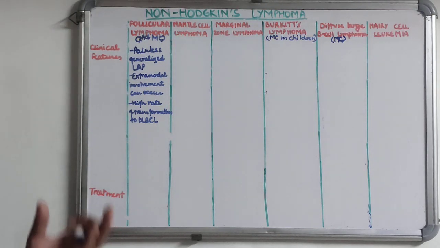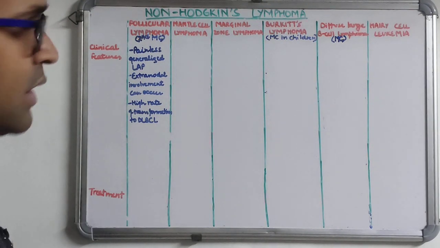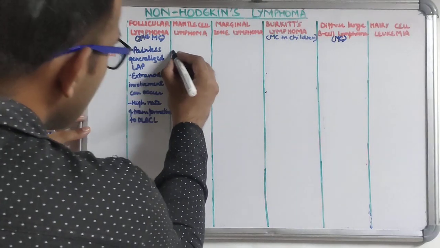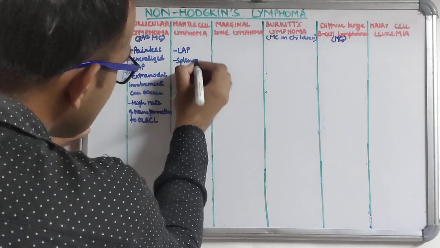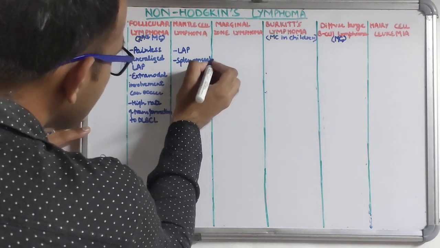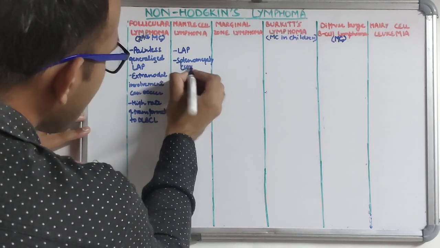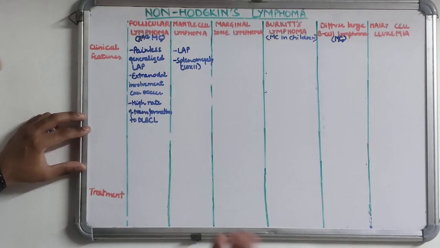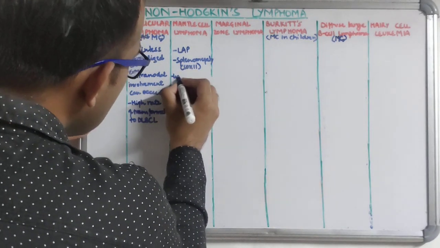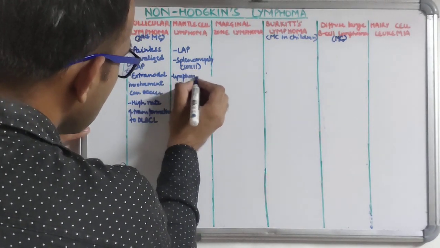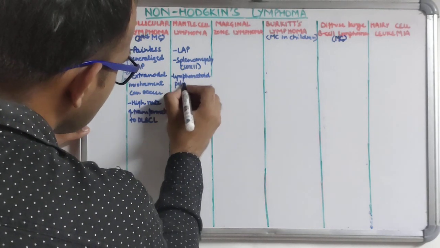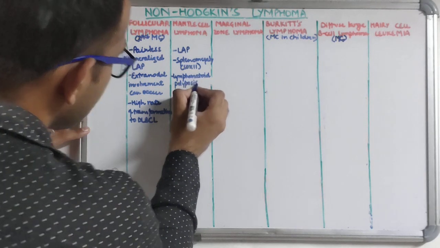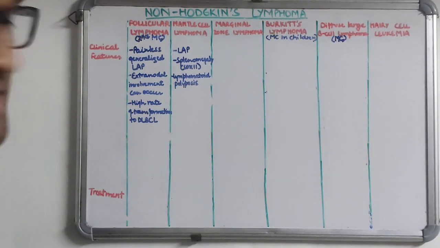Now, talking about the mantle cell lymphoma. So mantle cell lymphoma present with lymphadenopathy, splenomegaly, particularly the SOX11 variant that presents with splenomegaly. And apart from that, there can be GIT manifestation also, lymphomatoid polyposis. So this is how they can present.